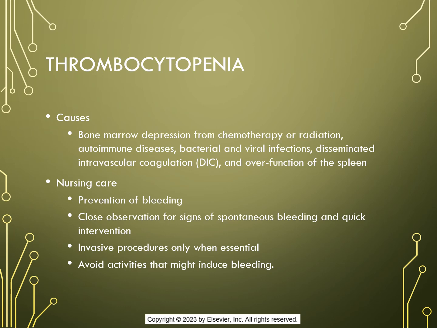Immune thrombocytic purpura, or ITP, is the most commonly acquired thrombocytopenia. This is an autoimmune disease in which there is an abnormal destruction of circulating platelets. This disorder commonly occurs in women between the ages of 20 and 40. Many patients with thrombocytopenia are asymptomatic.